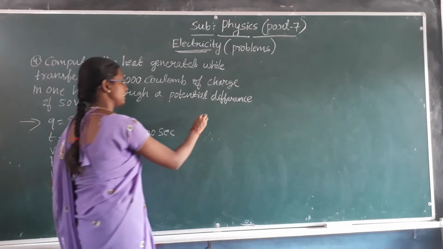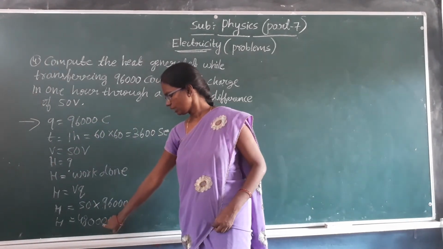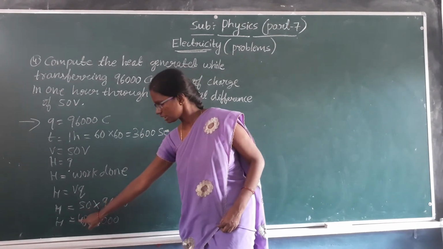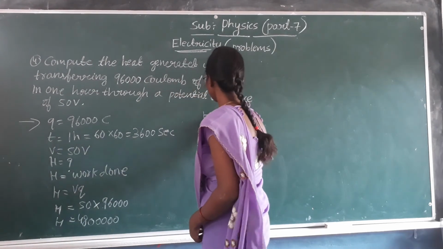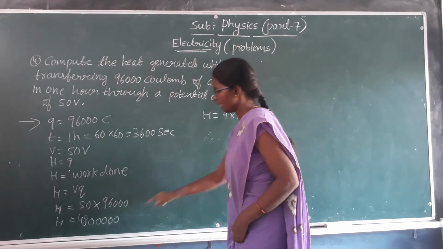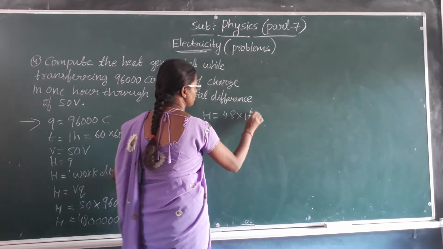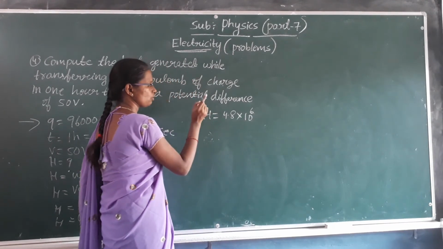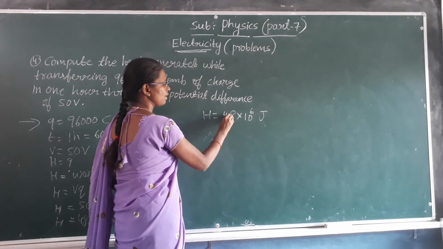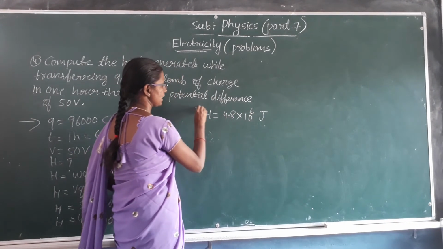Then you can write it in short form. Here 1, 2, 3, 4, 5, 6. After 6 digits I will put the decimal point, that is 4.8 into 10 to the power of 6. So what is the SI unit of heat? That is joule. So 4.8 into 10 to the power of 6 joule. This much heat is generated.